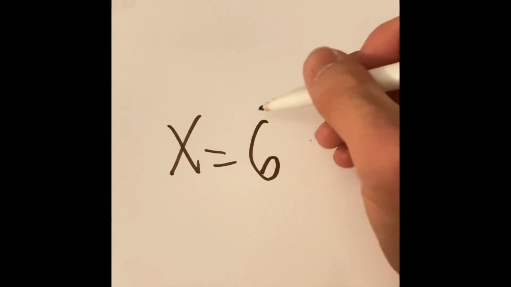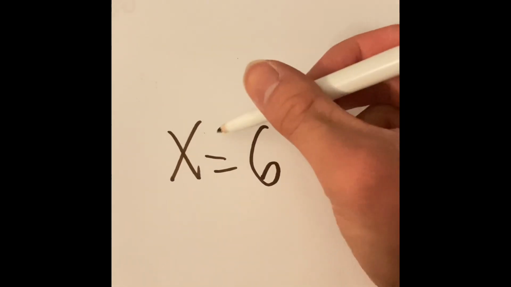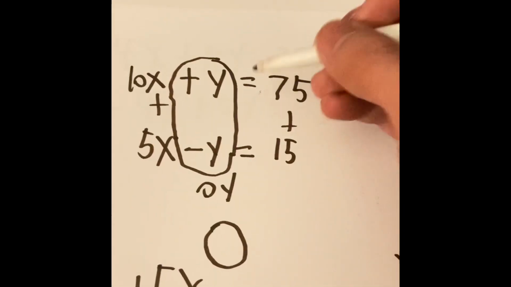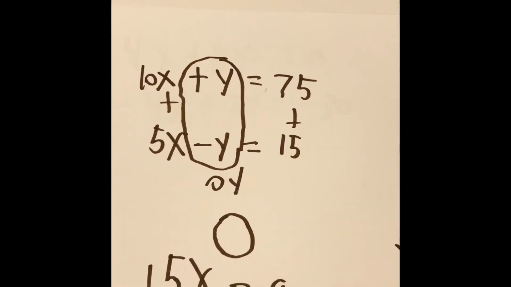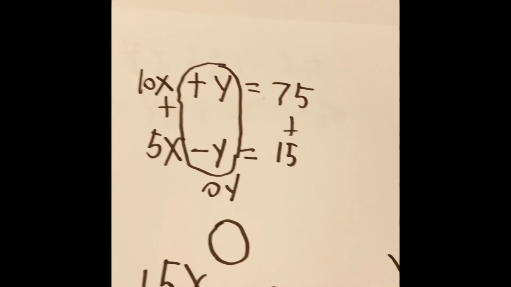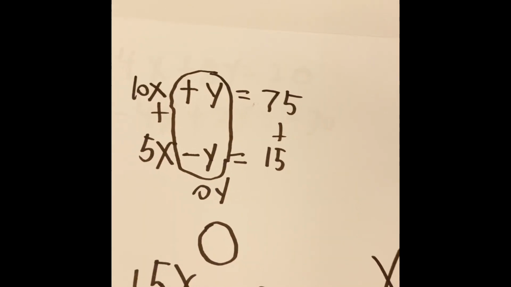So, since that 6 represents the x variable, what is the y variable? Since we eliminated the y from the entire equations, we're going to magically make it reappear.